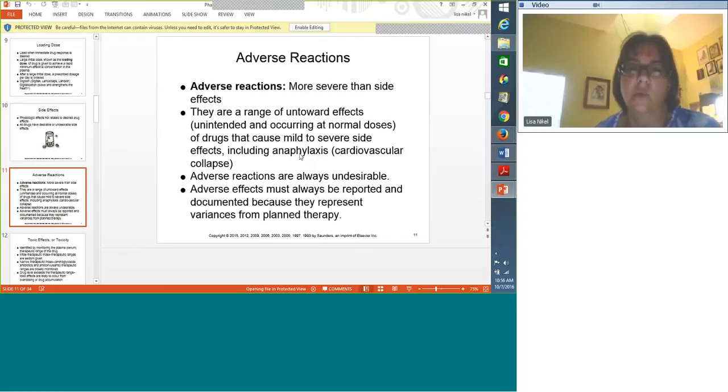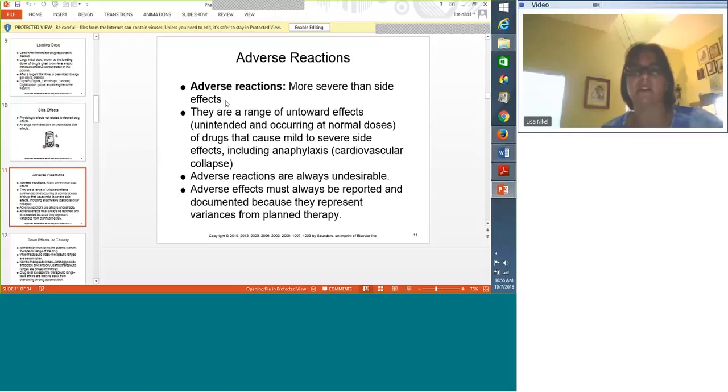You might have heard the word anaphylaxis. It's cardiovascular collapse. The system shuts down, okay? And the person has what we call an anaphylactic reaction or anaphylactic shock. So adverse effects or adverse reactions are more severe than side effects.